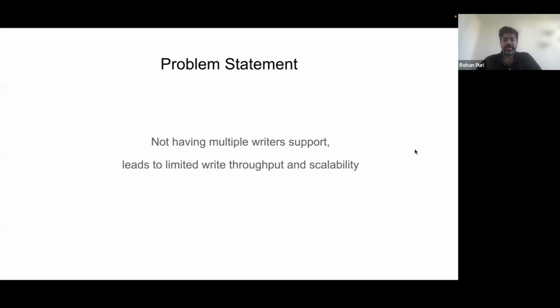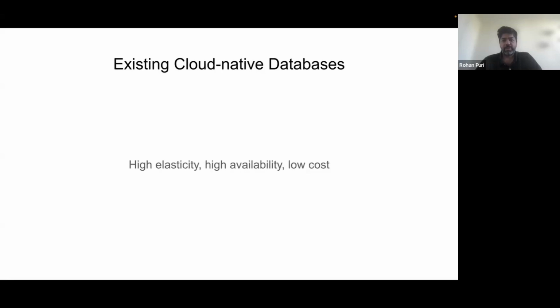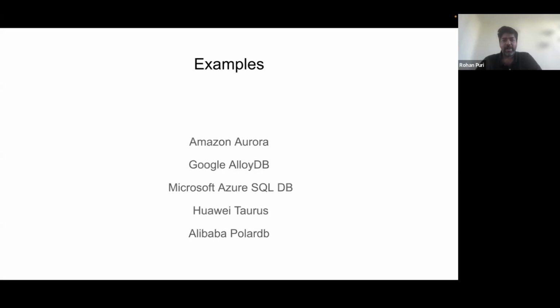So what's the problem statement? Not having multiple writer support leads to limited write throughput and also limited scalability. Existing cloud databases have properties of high elasticity, high availability, and low cost. This was mentioned in the paper, but I don't know how much less it costs. Examples are Aurora, AlloyDB, SQLDB, Taurus, PolarDB.